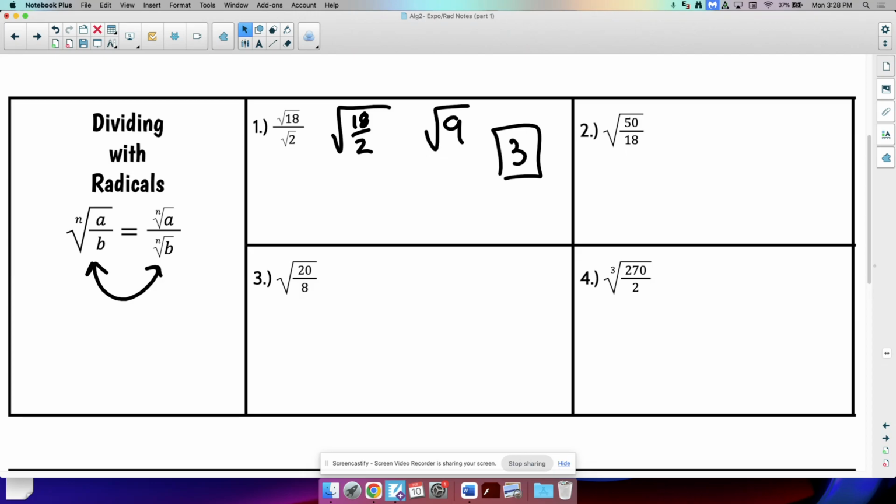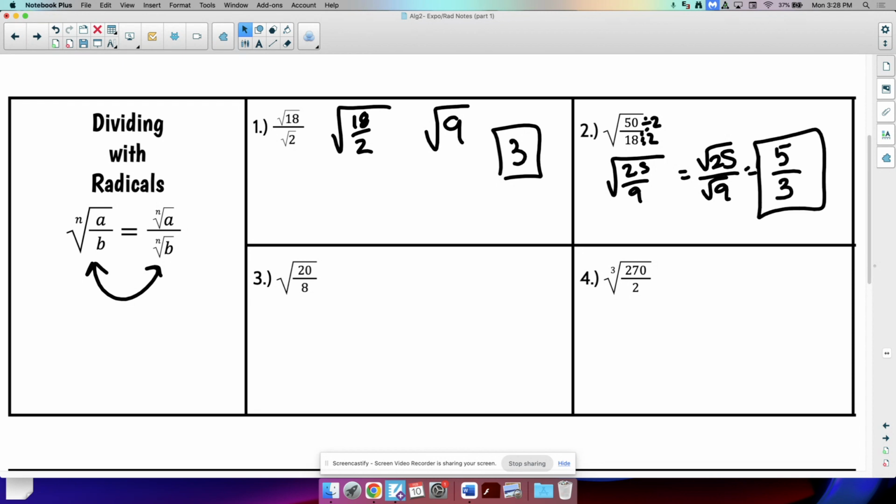So like 50 over 18. Well, it doesn't reduce perfectly, but if I divide these both by 2, I get 25 over 9. And when I take the square root of a fraction, I do it to the top, I do it to the bottom. Square root of 25 is 5, square root of 9 is 3. Notice I'm not putting any plus minuses on this because the plus minus is when you're solving an equation, when you yourself take a square root and you create a square root to solve it. Here we're already given a square root, so we don't need to worry about that plus minus.